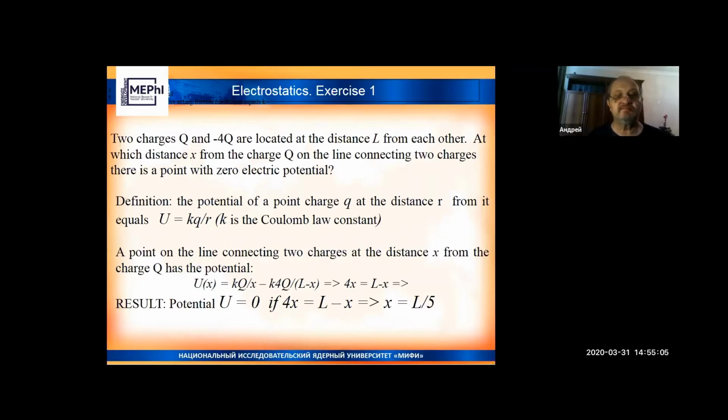So practically, we have found the result already. Potential will be zero where the two terms in this equation compensate each other. It will happen exactly at the point located at the distance x equal to the distance between the charges, L, divided by 5.